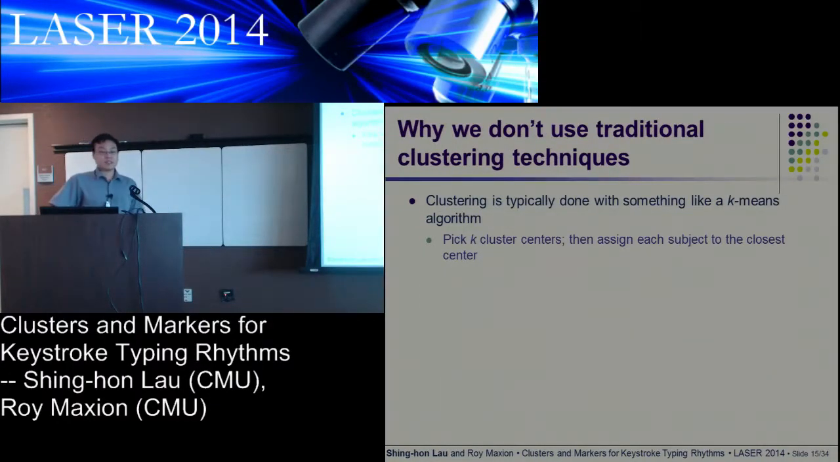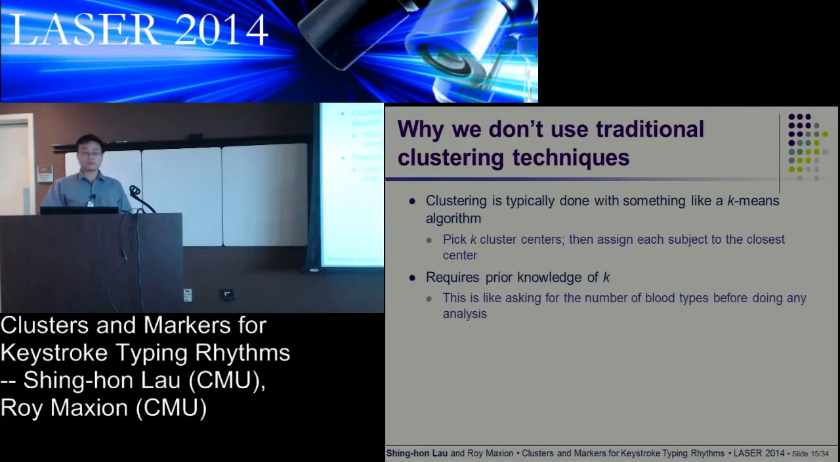So I've talked quite a bit about clustering already, and so you might anticipate that I'm about to tell you I did something like k-means to find some clusters. For those of you who might not be familiar with machine learning techniques, k-means is a classical clustering algorithm, which basically picks k cluster centers, and then assigns each subject to the closest center. And we're not going to use k-means or an algorithm like that for two reasons.